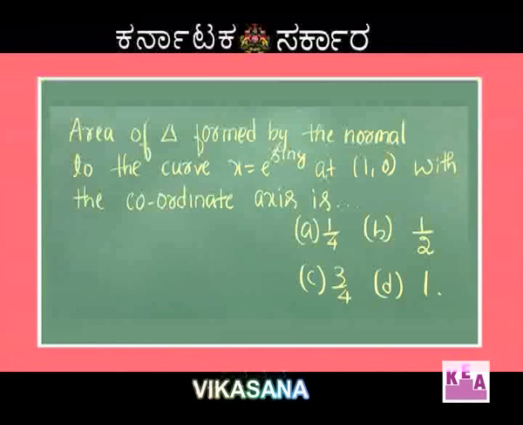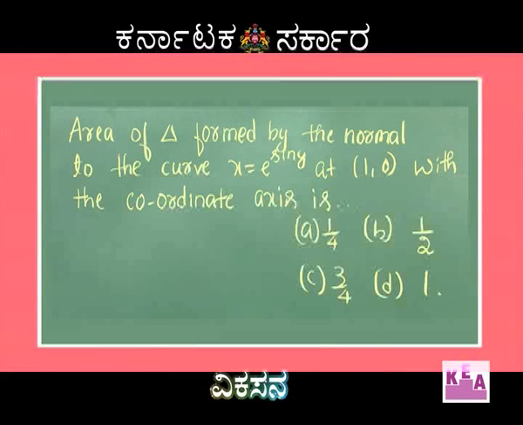Look at the question, dear students. Area of the triangle formed by the normal to the curve x is equal to e power sin y at 1, 0 with the coordinate axis is option A 1 by 4, option B 1 by 2, option C 3 by 4 and option D is equal to 1.